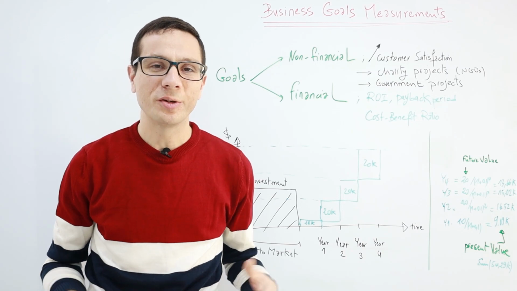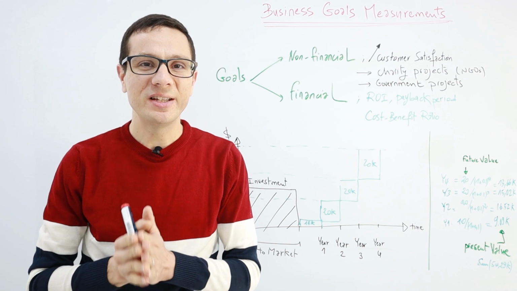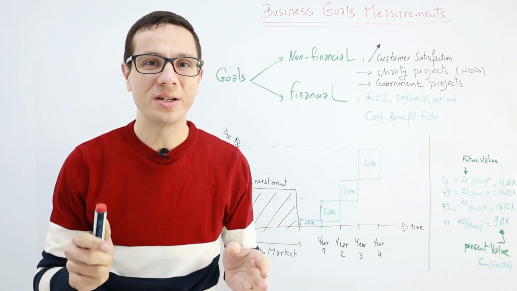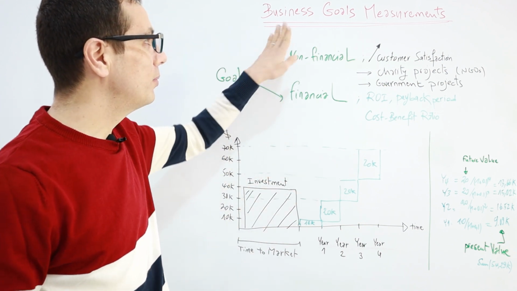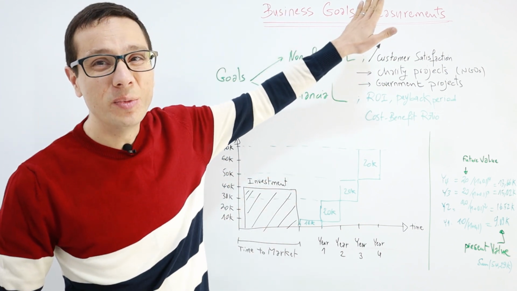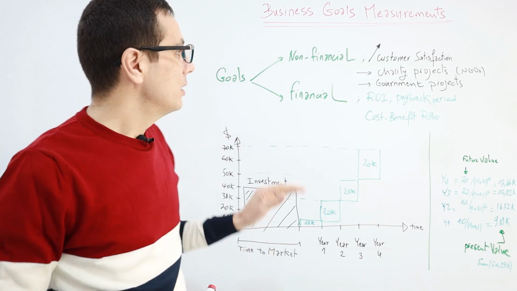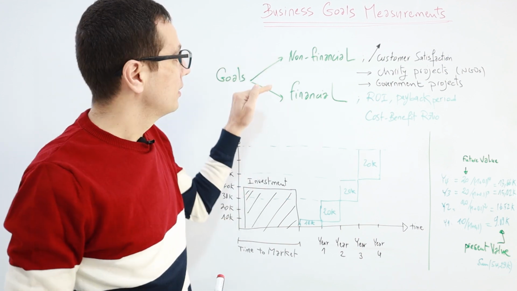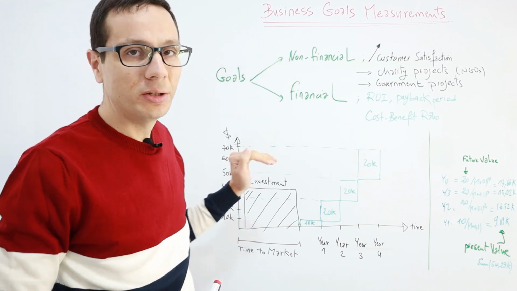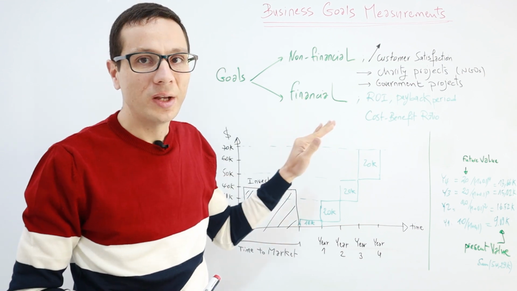You already know that a project is a catalyst for change, and you only set a project because there is a certain goal. In this video, I'm going to talk about these goals and more specifically the measurements of these goals. We can split the goals into two types. The first type is non-financial goal and the second type is financial.